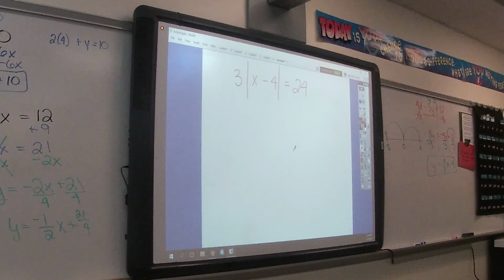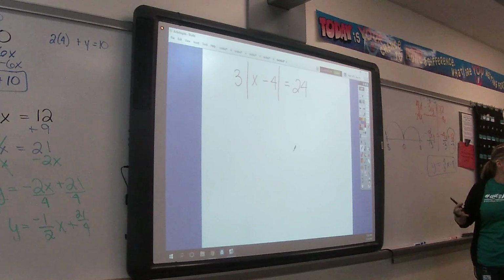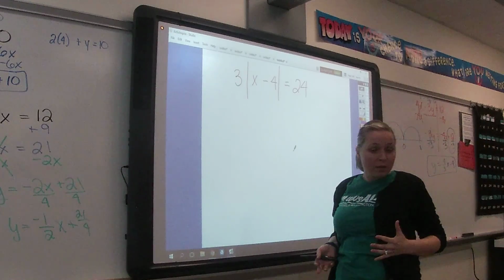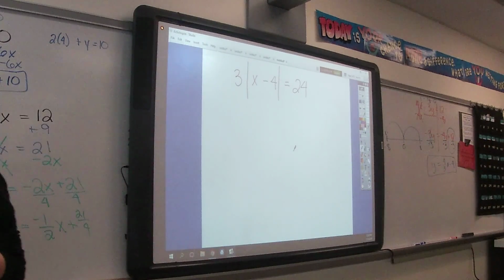So if we look at this and we go by our rules, we said the first thing we're going to do is get rid of the stuff outside of the absolute value bars. We're going to isolate the absolute value bars. So what do we need to move? The 3. How is that 3 attached?